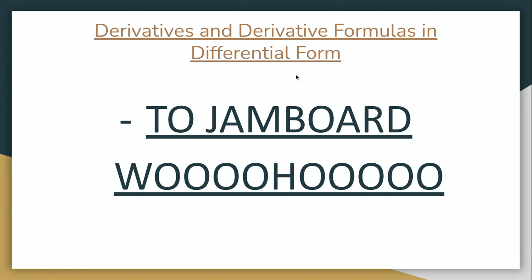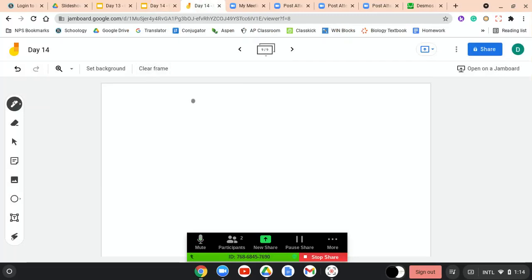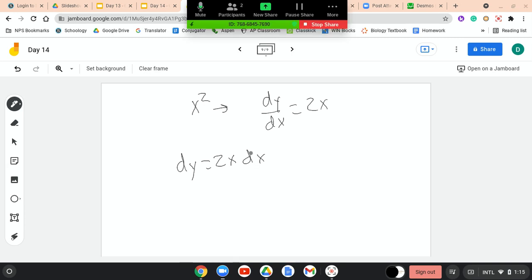So derivatives and derivative formulas can be written in differential form. We're going to go to Jamboard very quickly to illustrate that. If we're looking at x squared, we would write dy over dx equals 2x. If I want to write it in differential form, I would write it as dy equals 2x dx. Does that make sense? So if I asked you to transform this into differential form, you just write this. Does that seem pretty straightforward?